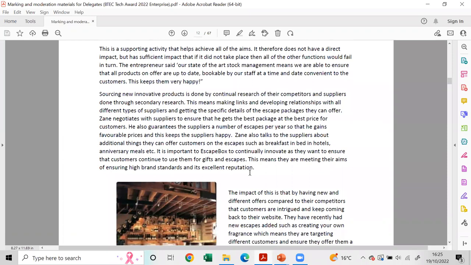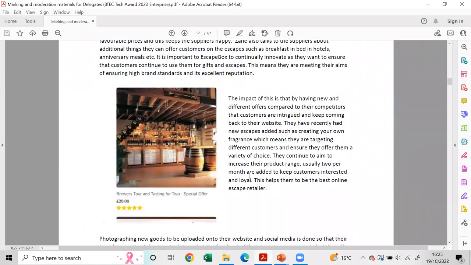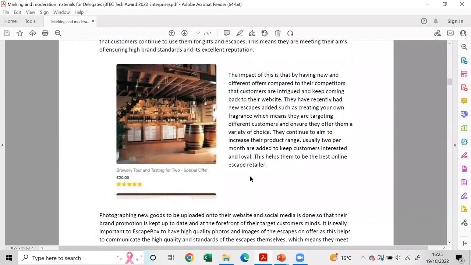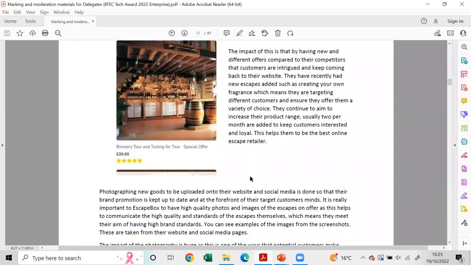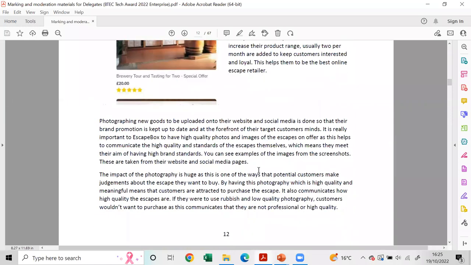Then they've looked at sourcing new products. They have linked that to, again, aims and this whole guaranteeing these suppliers, keeping your suppliers happy, what the impact of that is, why it's good to be different to others, okay? And again, linking that to the aims.